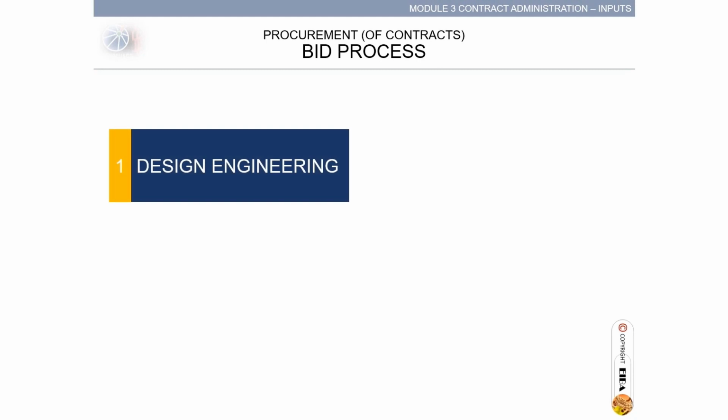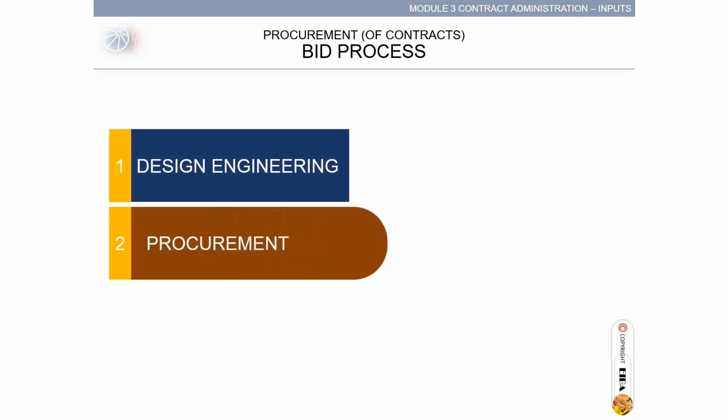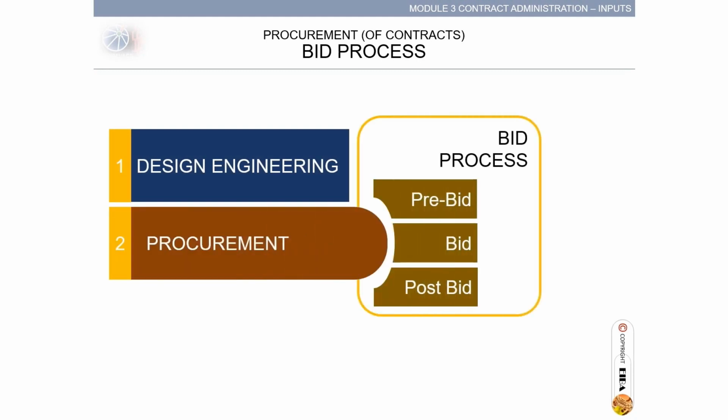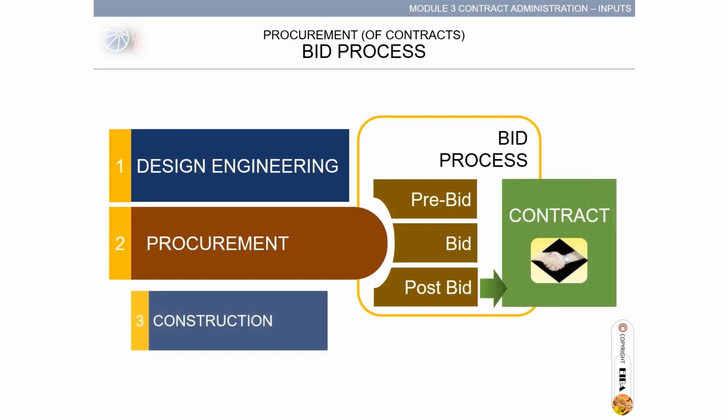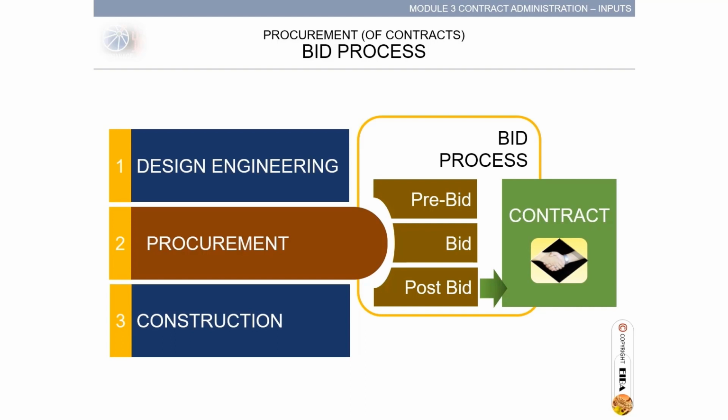The bid process is initiated at Step 1, Design Engineering. Step 2, Procurement, with the bid process having activities pre-bid, bid, and post-bid, followed by the contract. Step 3, Construction. Let's proceed to pre-bid.